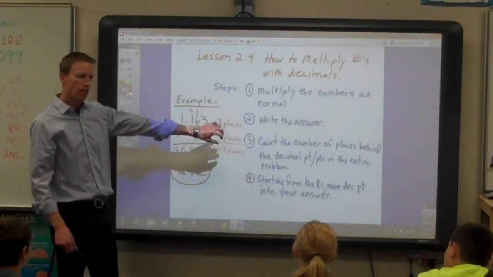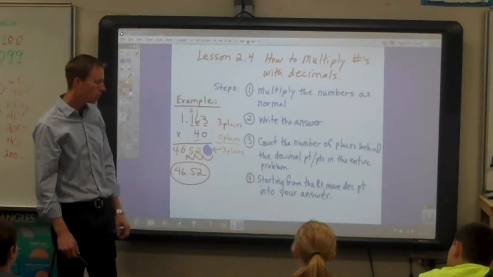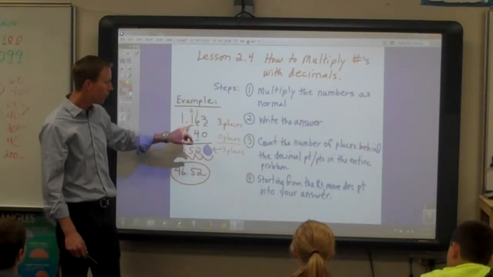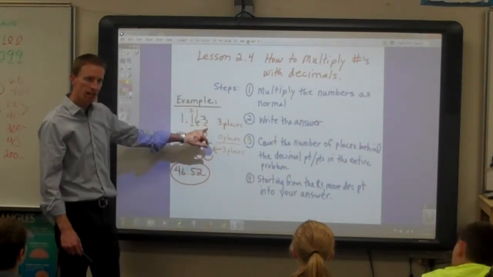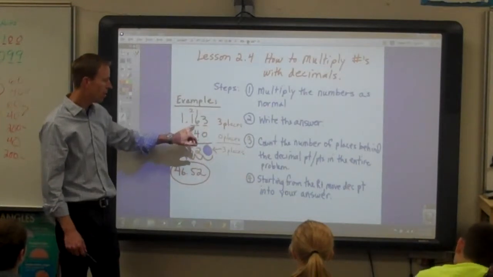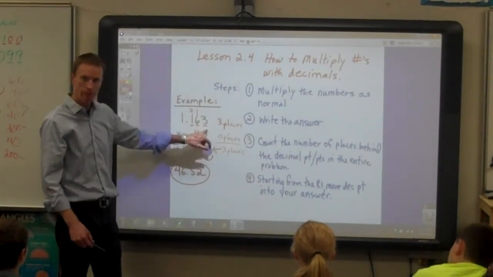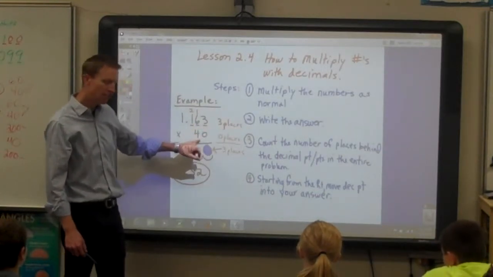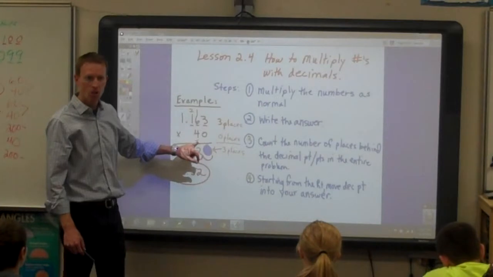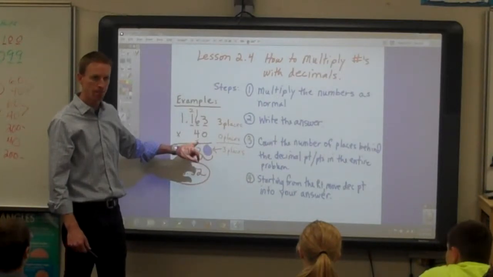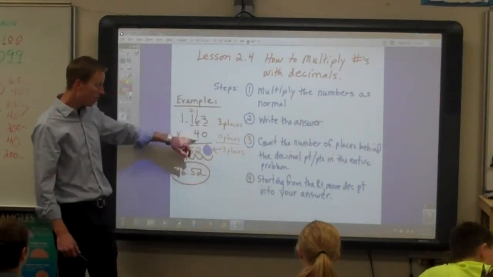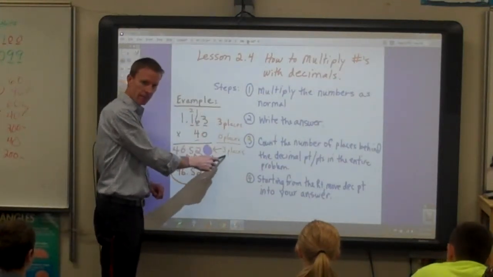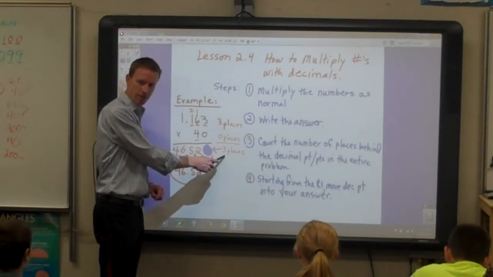And this is where you have to deal with the decimal point. So, first, you look at the top number and count the number of places that are behind the decimal point. 1, 2, 3. These 3 numbers are behind the decimal point. So there are 3 places. This number has 0 places. This is a whole number. Whole numbers don't have any decimal points in them. So, we have a total of 3 places that we have to deal with.